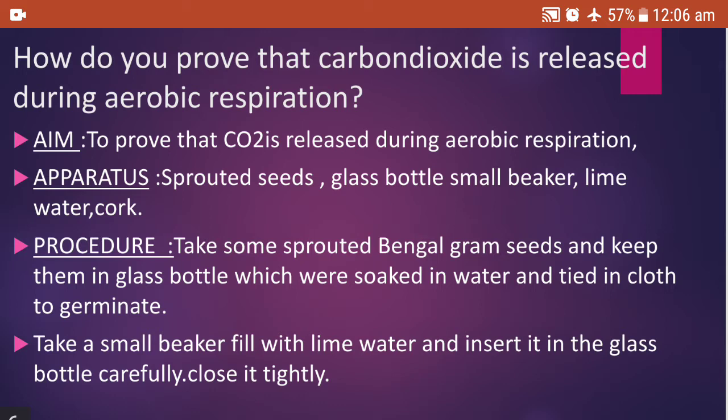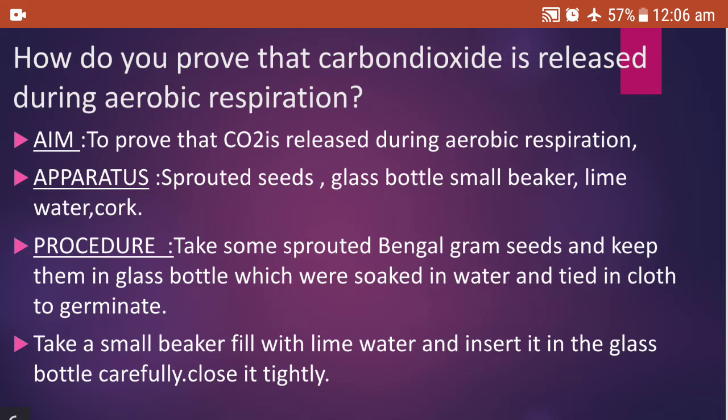The procedure is to take some sprouted Bengal gram seeds which were soaked in water and tied in a cloth to germinate, and keep them in a glass bottle. So we are taking the sprouted ones. You have to take the seeds, soak them in water, then tie them in a cloth and let them sit so that they germinate. Those germinated seeds are taken in the glass bottle, a wide-mouth bottle.